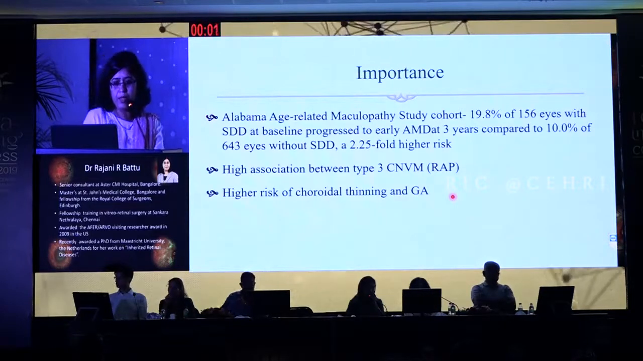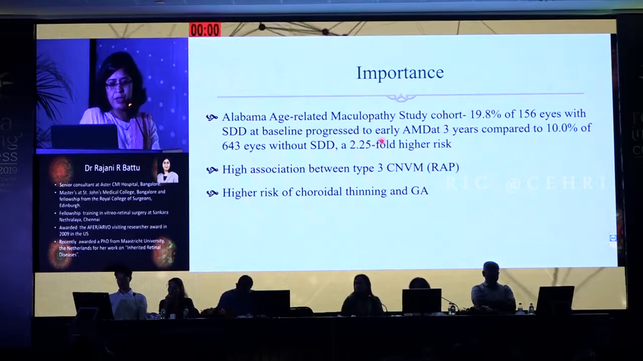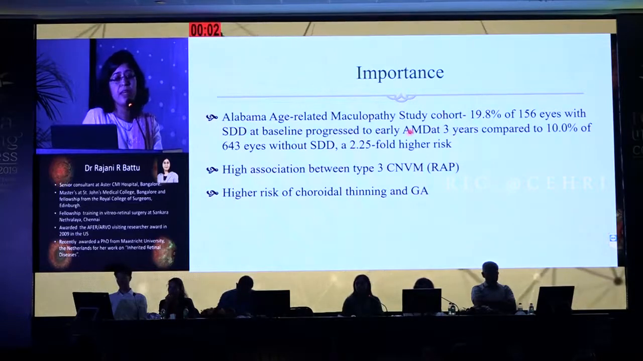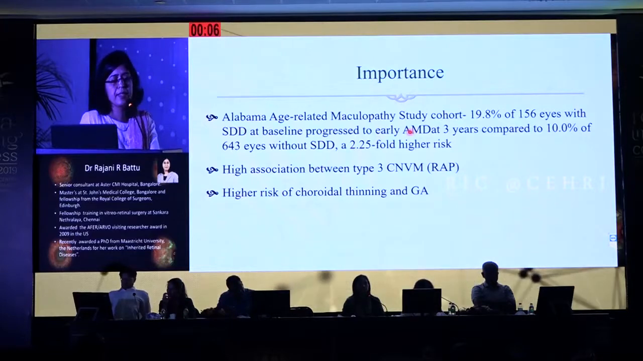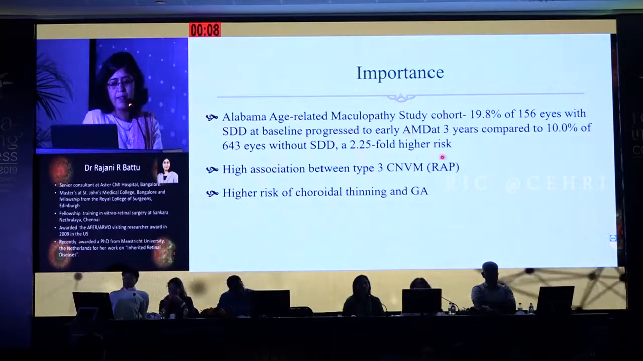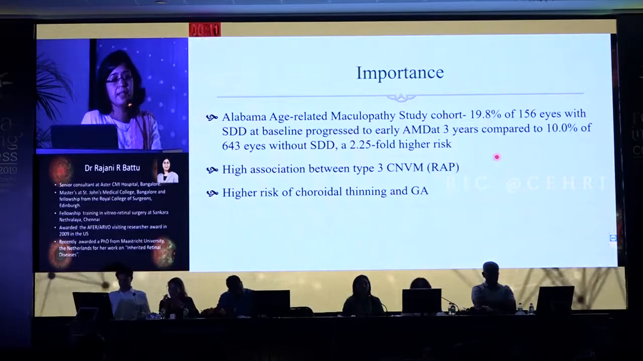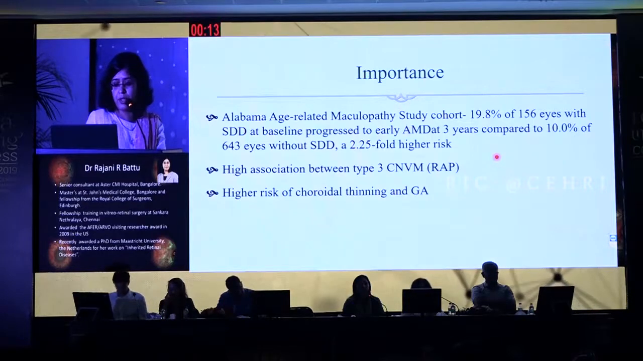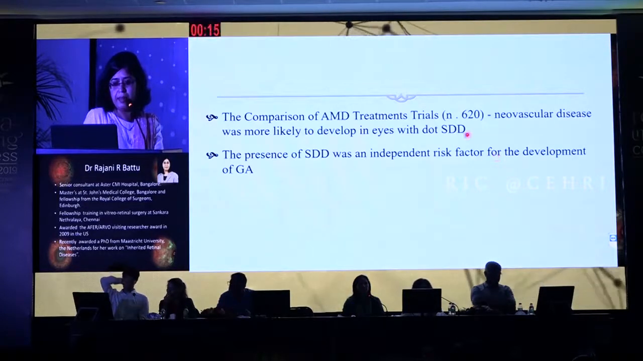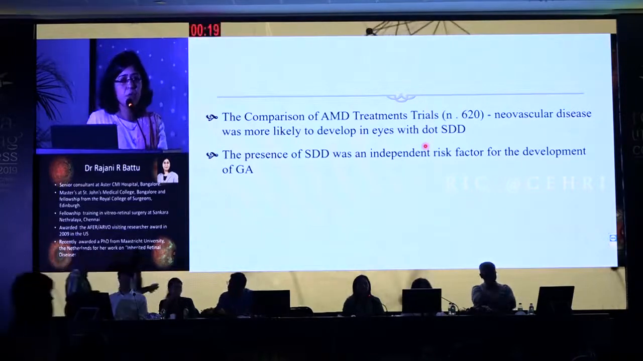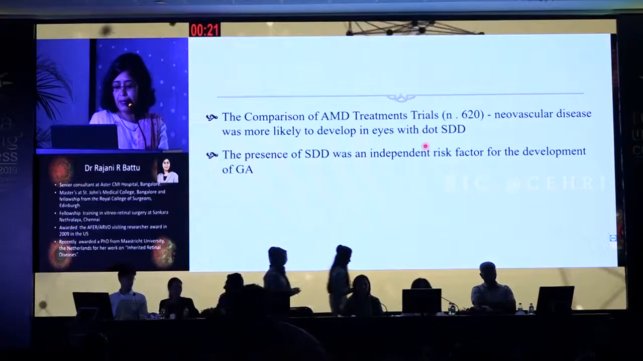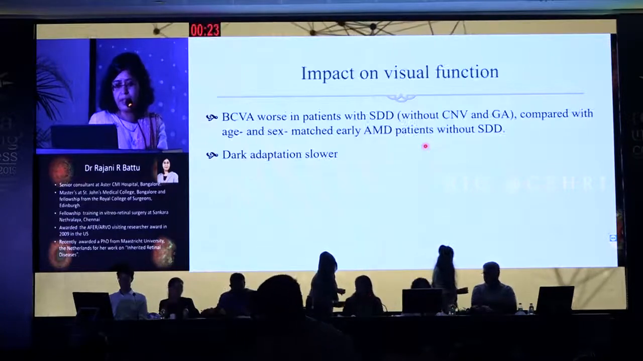Now, why is it important? The Alabama study showed that there is a 2.25-fold higher risk of progression to AMD in the presence of these pseudodrusen, and there's a very high association with type 3 CNVMs and geographic atrophy. The Comparison of AMD Treatments Trials also showed that neovascular disease was more likely to develop in these eyes, and it was an independent risk factor for geographic atrophy.